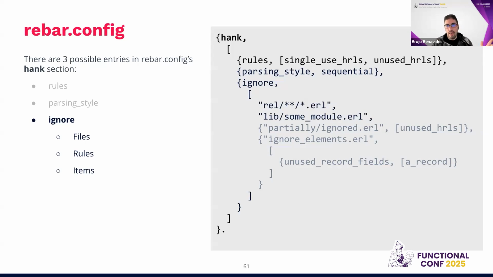You can ignore files or groups of files entirely using wildcards, like you see on the screen. And then you can also ignore only certain specific rules in certain files, letting Hank run the others normally. Or for each rule, you can ignore specific elements. For instance, for record fields, you can ignore warnings about a particular record, maybe a particular record field, etc. That's the goal of the ignore callback I showed you before.